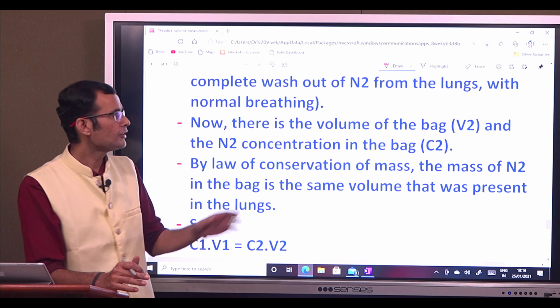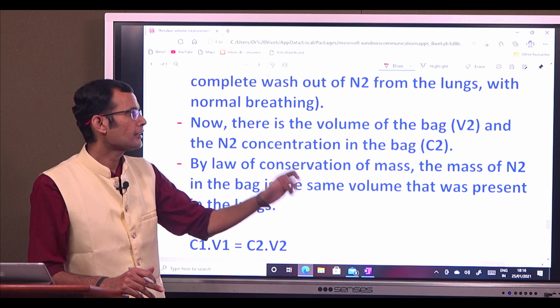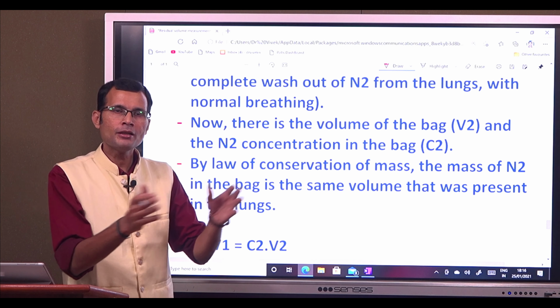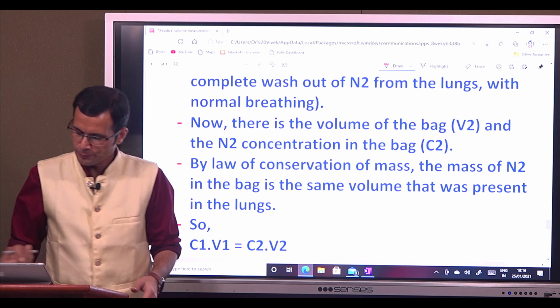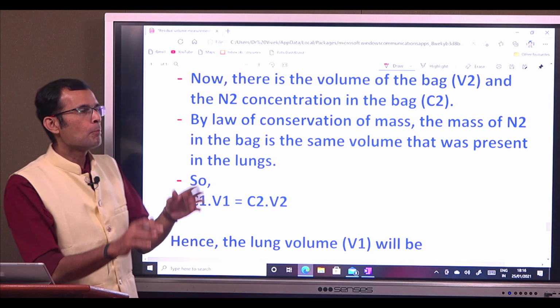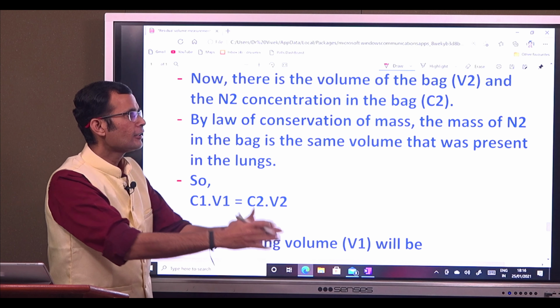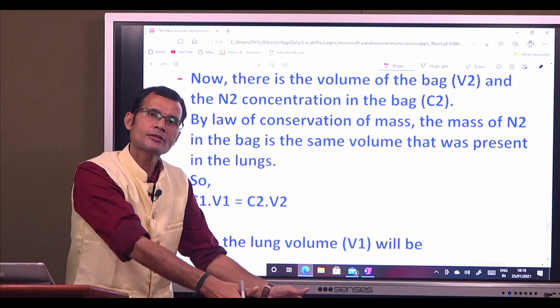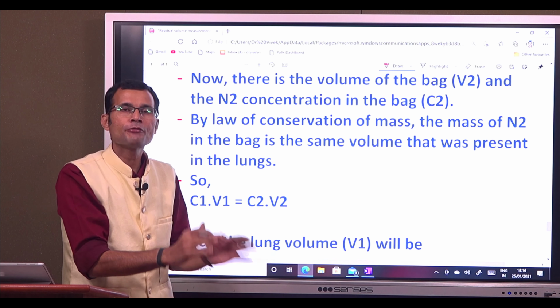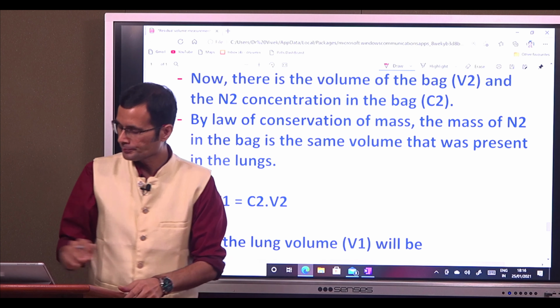Now, the volume of the bag is V2 and the nitrogen concentration in the bag is C2. Remember, C1V1 is equal to C2V2. So, precisely by the law of conservation of mass, the mass of nitrogen in the bag is the same as the volume that was present in the lungs at the start of the procedure. If you understand this, you have understood the nitrogen washout method.